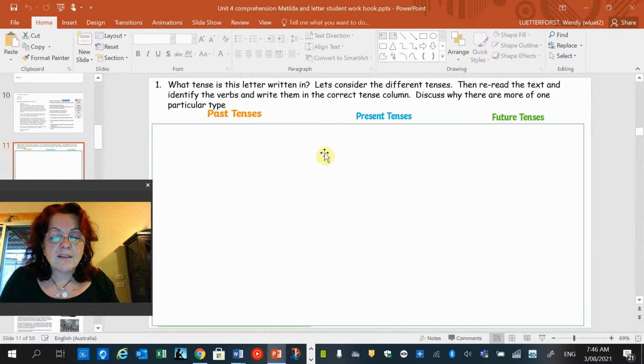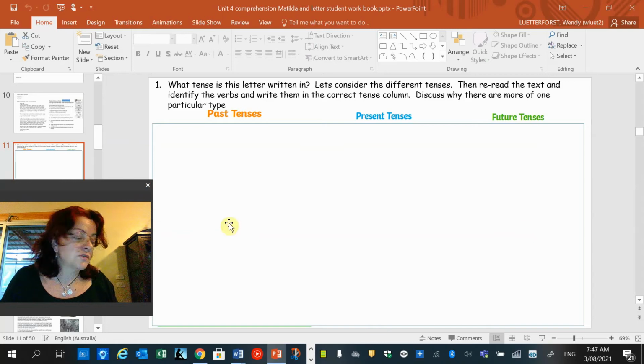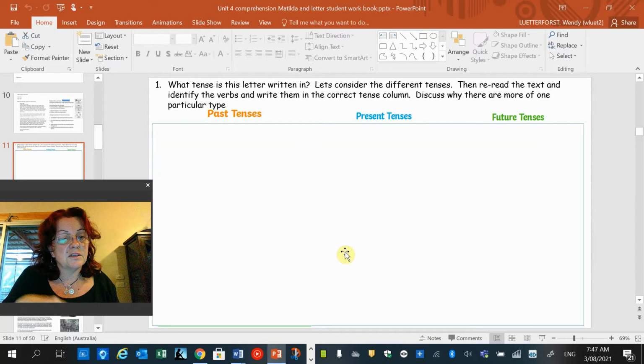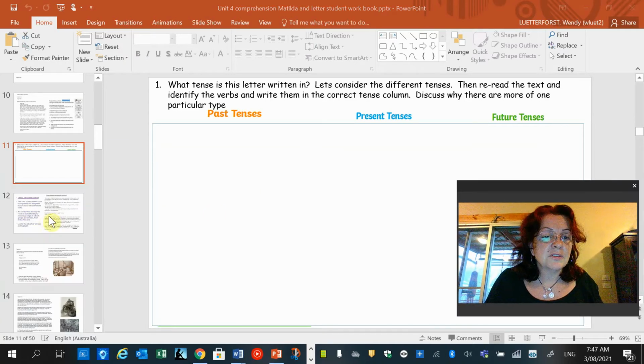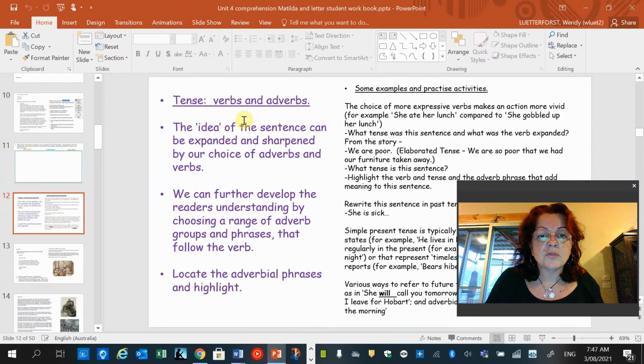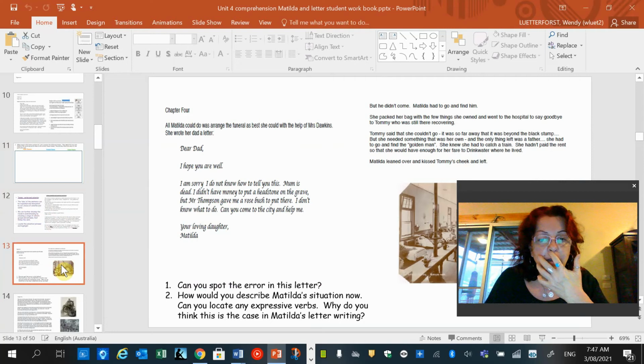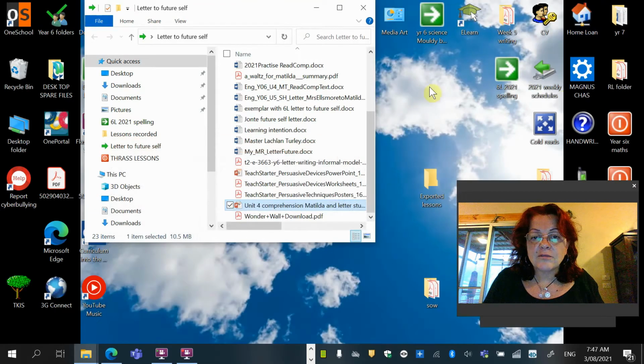Then once you've done, have a look at the list of your words and see which column is most full. And I think you'll find it'll be present tense because Matilda is writing at the time about the experiences that she is having now. Okay, well that concludes our comprehension lesson. Wasn't too bad, was it? Tomorrow we're going to look at verbs and adverbs and some examples of it and just make sure we understand how to use it. And we're going to read another little letter as well. All right, that's it for comprehension.